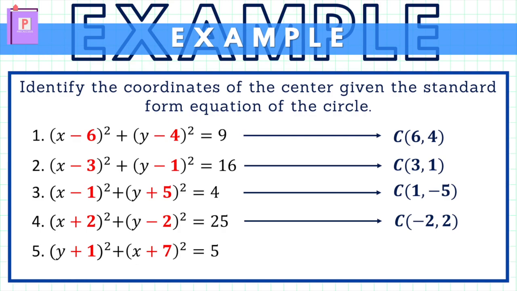And lastly, we have here the quantity of y plus 1 squared plus the quantity of x plus 7 squared is equal to 5. Now, looking here, the first variable in this equation is y. Don't be fooled because reversing the sign of positive 1 is negative 1 and negative 1 is the y coordinate, while the x coordinate is negative 7. So our coordinate for the center is negative 7, negative 1.